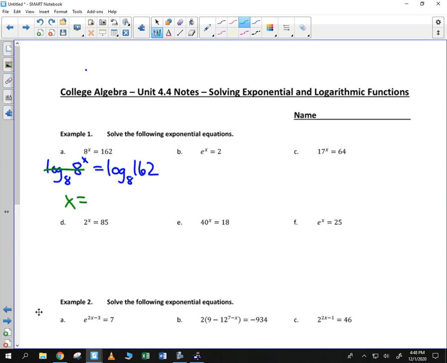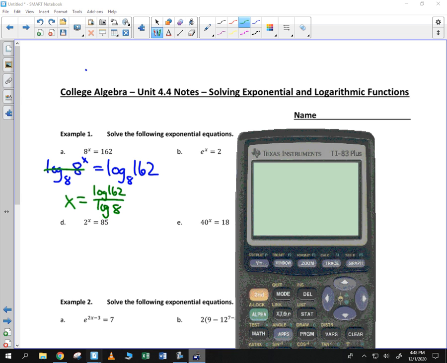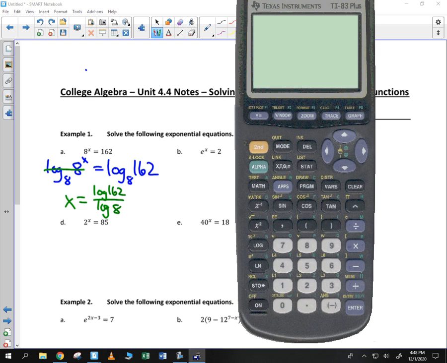Fortunately, we know how to calculate that. We do the log of 162 divided by the log of 8. Take my calculator. And I get 2.447. Again, we're going to write out to 3 decimal places. They actually suggest 6, but we'll just do that many.